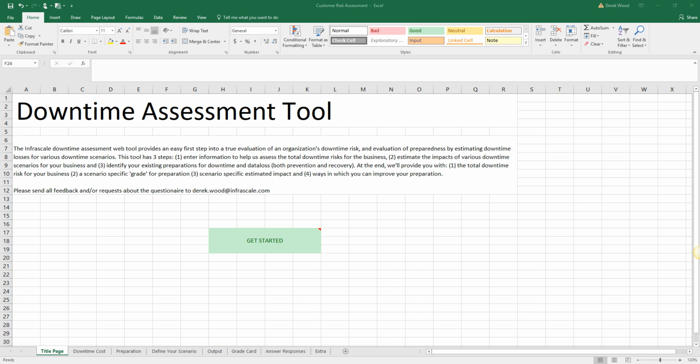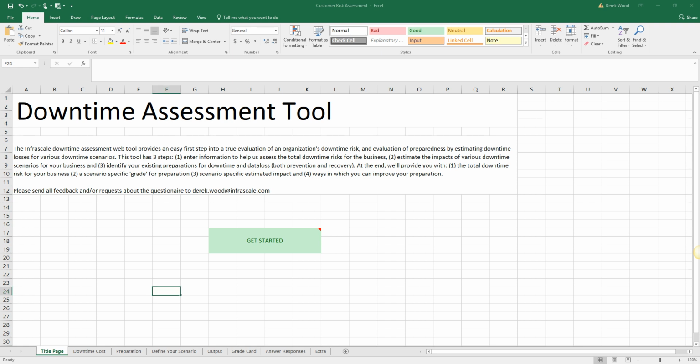Oftentimes, you run into a bunch of roadblocks where it's a verbal discussion of needs, and your non-technical audience is going to have a hard time really understanding the full impact of answering yes or no to which services you're recommending. So this tool is designed to customize that experience for each of your customers and give you an easy way to provide a clear assessment.